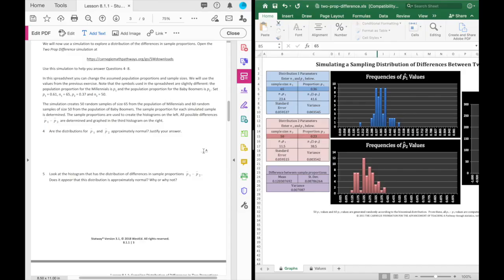So I have the simulation pulled up here. Just as a note, it says Module 9 when you go to that website. So if you're running the simulation alongside me, don't worry about it. It's called two-prop difference, okay? So use this simulation to help you answer questions 4 through 8. In this spreadsheet, you can change the assumed population proportion and sample sizes. We will use the values from the previous exercise. Note that the symbols used in the spreadsheet are slightly different. The population proportion for the millennials is P1, and the population proportion for the baby boomers is P2. Set P1 equal to 0.61, N1 equal to 65. So let's go ahead and do that here.